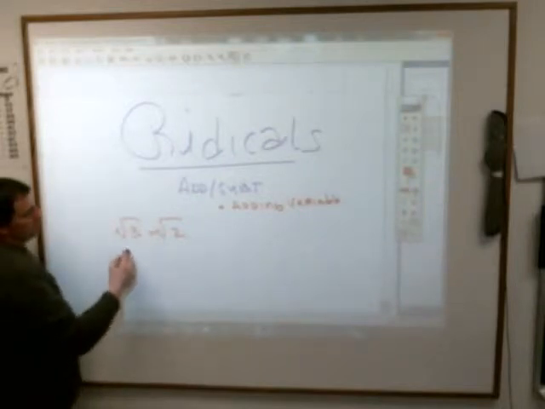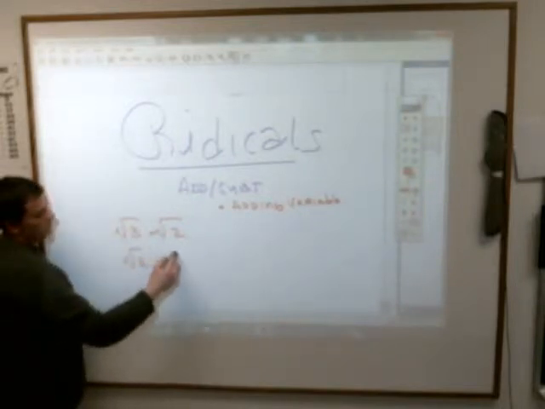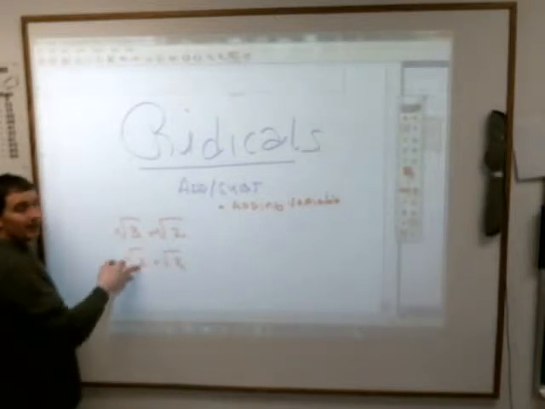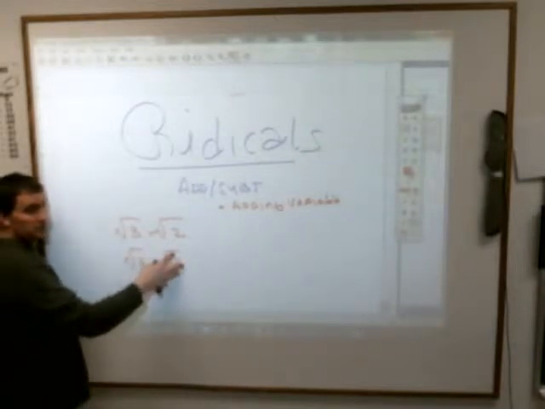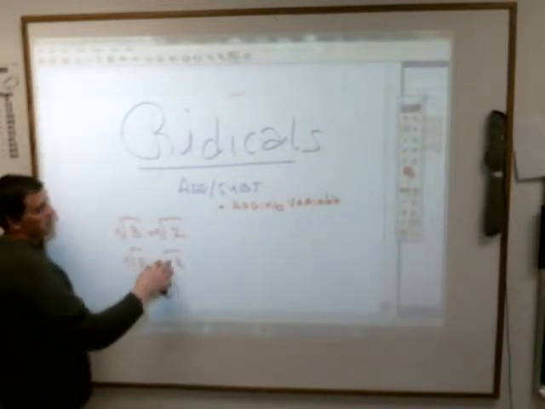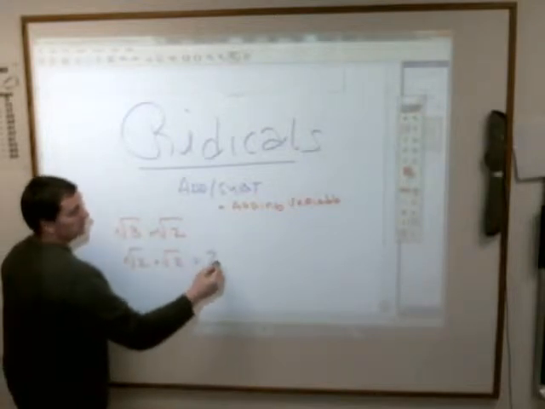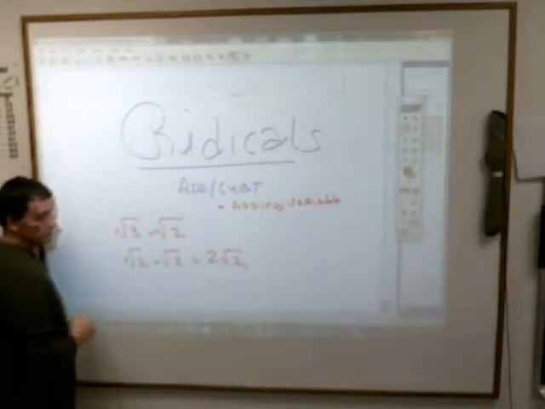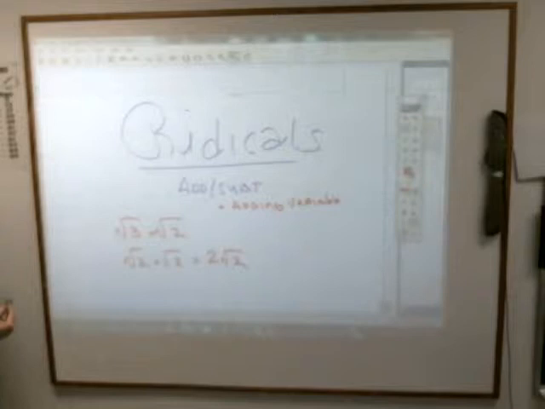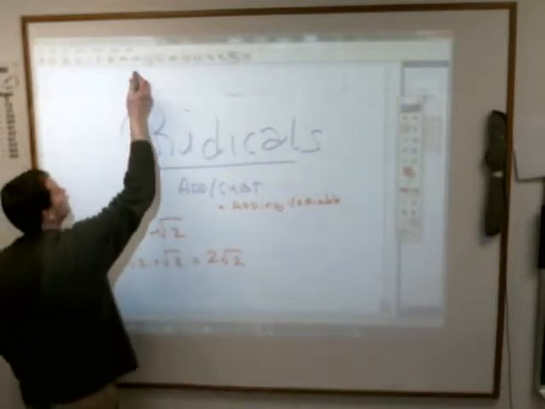Now if you have the square root of 2 plus the square root of 2, just like if they were x's, if you had x plus x, what would you get? 2x. So the square root of 2 plus the square root of 2 is 2 square roots of 2. They're just like adding like terms. Now sometimes, though, you're going to have to simplify something.